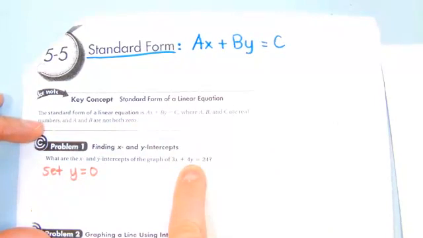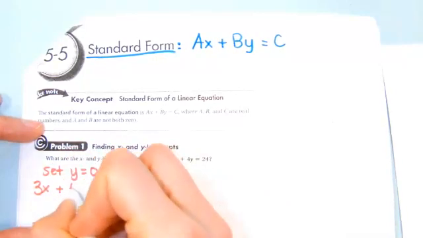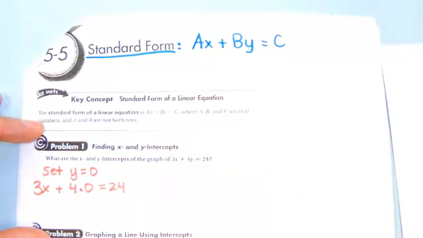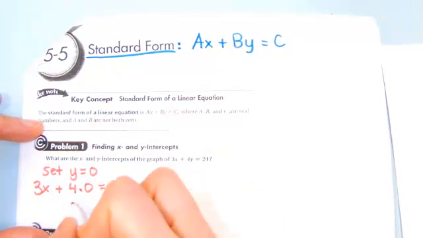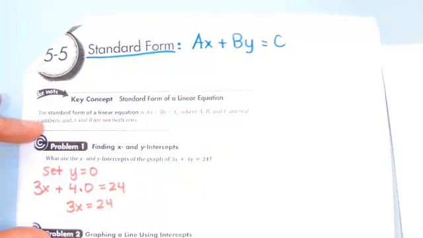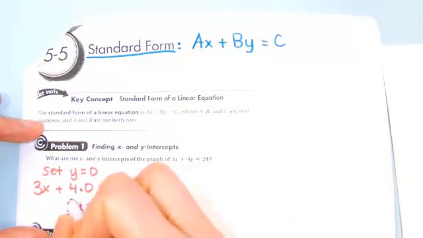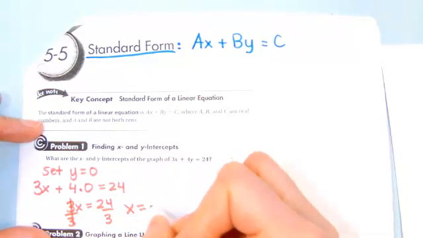So if I set y equal to 0, I technically have 3x plus 4 times 0 equals 24, don't I? What's 4 times 0? 0. Can I take that right out? Yeah, so I really have 3x equals 24. How do I solve that, Malcolm? Divide, that's right. Divide by 3 and divide by 3. This tells me x equals 8.